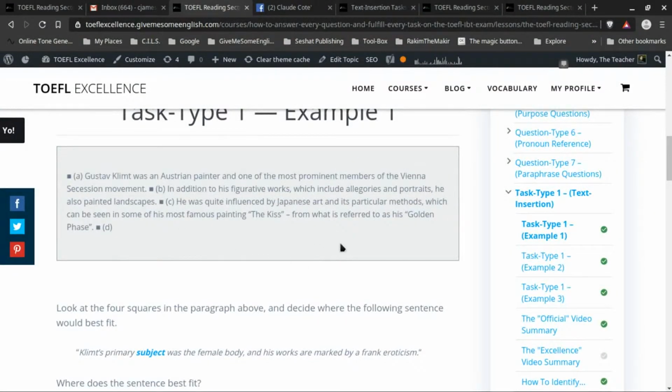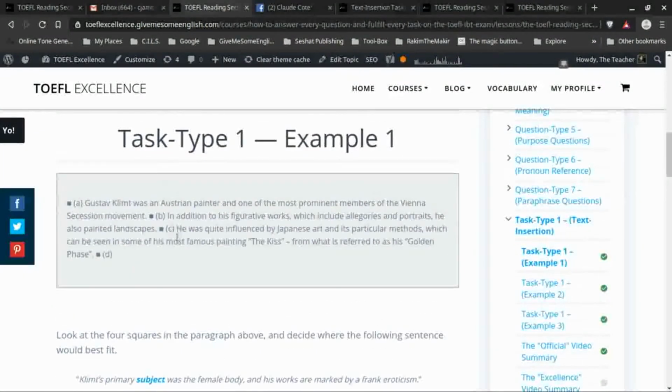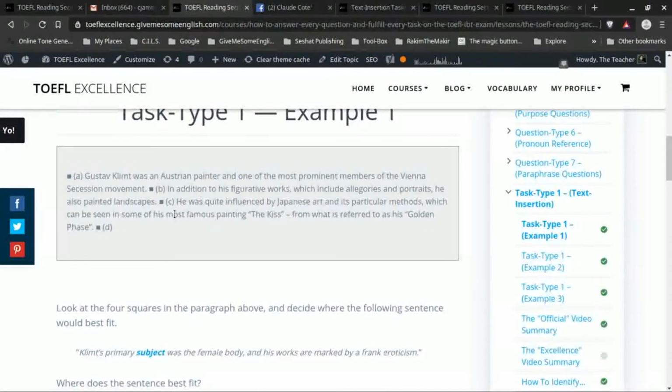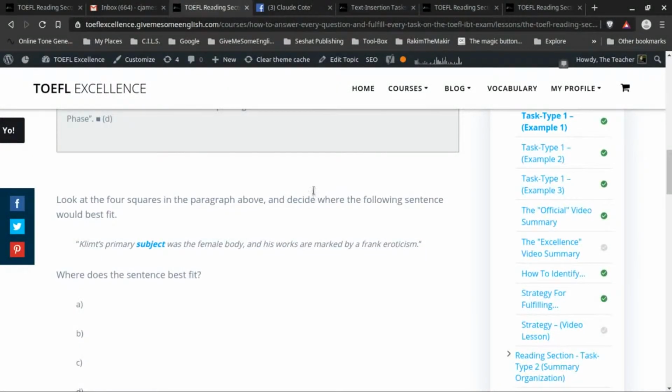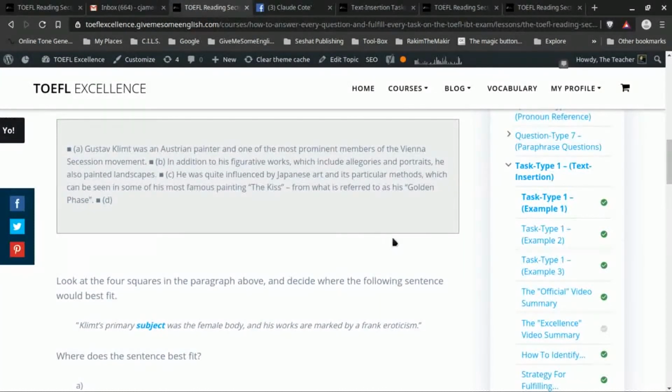So as I mentioned, you have to look for pronouns. If there's a pronoun that's not referring to anything, then the sentence probably goes in there. You also have to look for things like time references, like words like before, after, things like that. So if there's a time reference, but there's sort of missing information, then perhaps the sentence goes in that place.